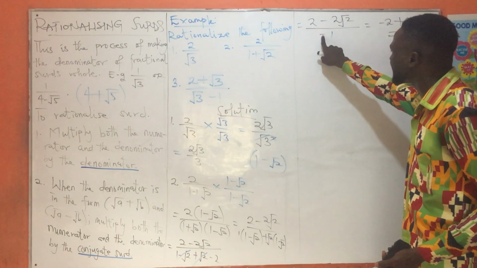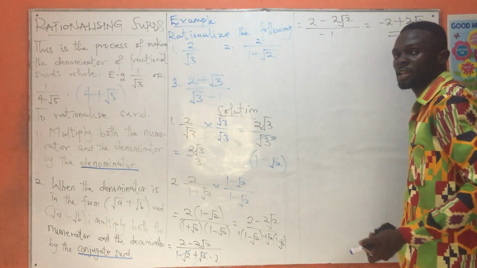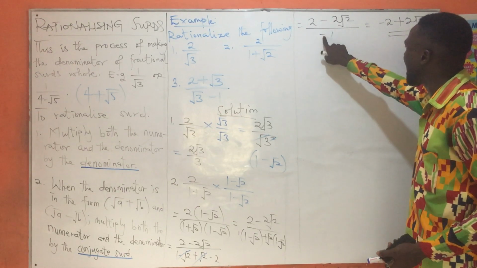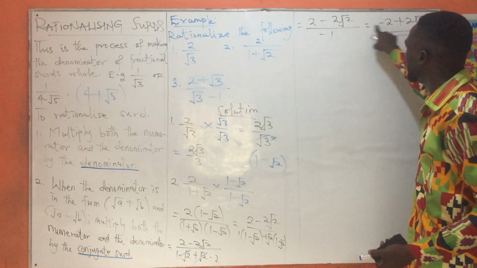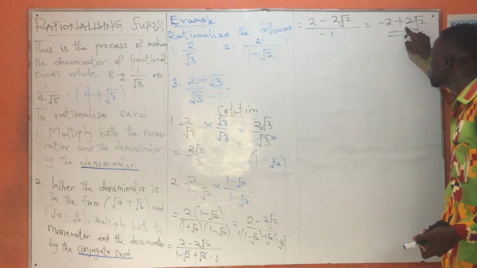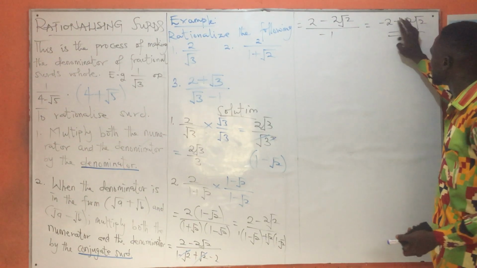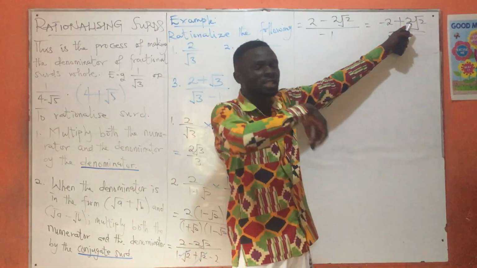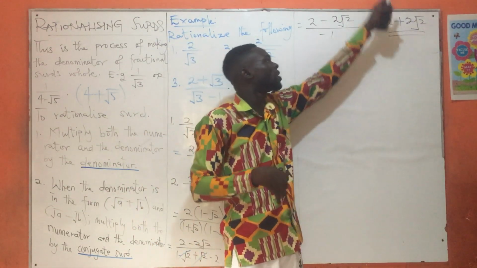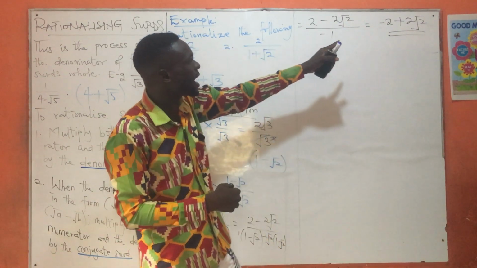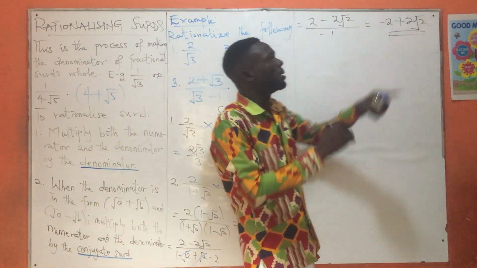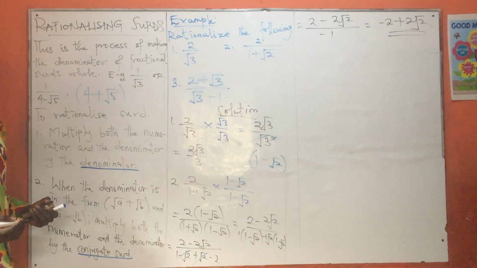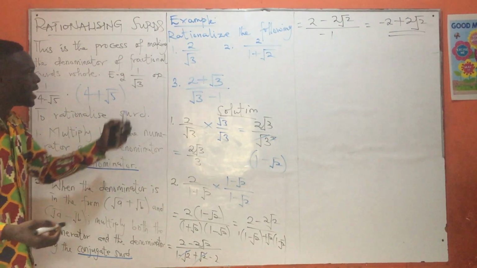Okay? Now, the negative will affect everything here. So, if the negative affects everything there, then we are going to have this to be negative 2, then we have this to be positive 2 root 2. We can choose to leave our answer here, or we can choose to bring the positive surd first, then we have minus 2. So we can have 2 root 2 minus 2. We are also correct to write it like that.